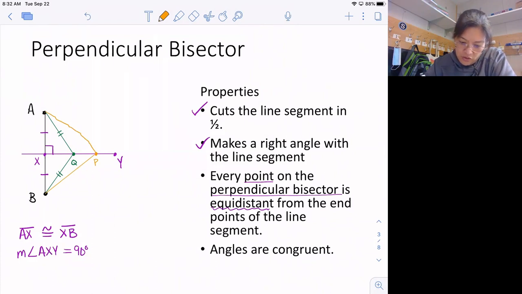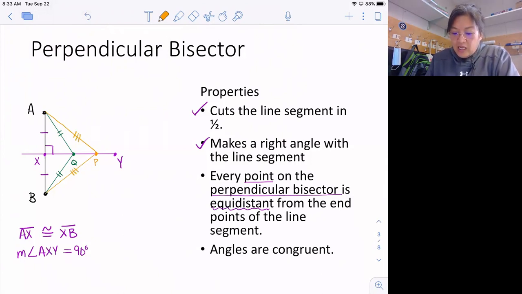Ooh, that one didn't want to straighten out. Undo. All right, let's see if it'll erase it. That's better. Wow, straight lines are not my forte today. Okay, so this line and this line are congruent to each other.